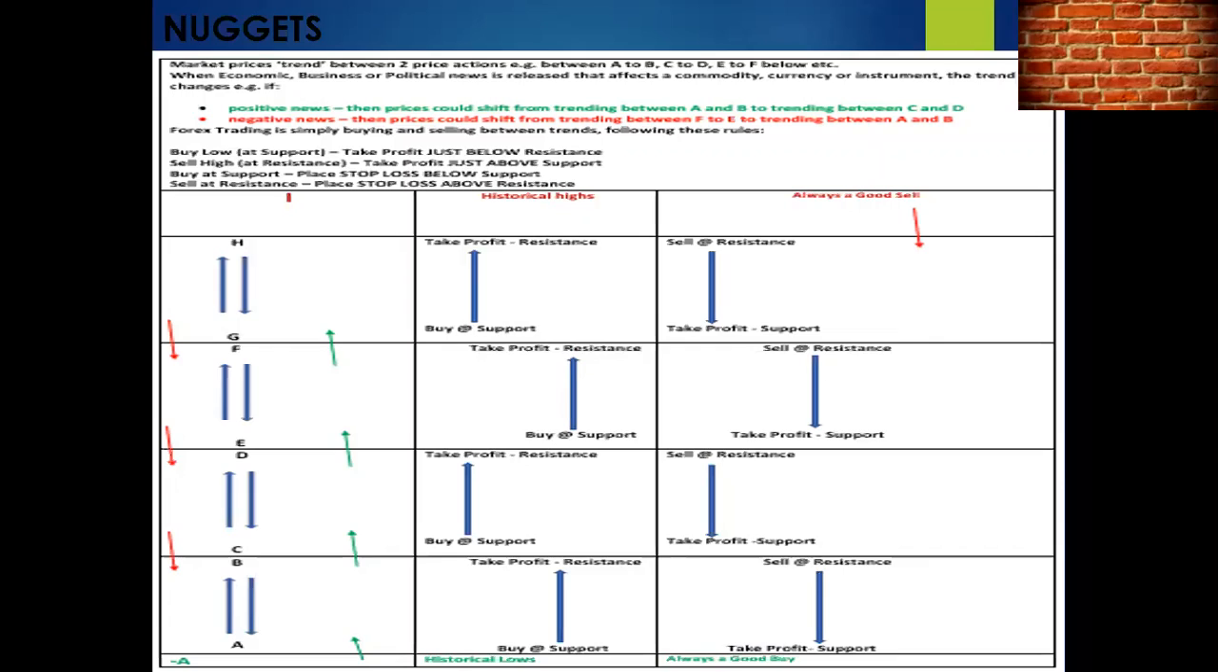On the other hand, if we hear bearish news about a commodity or an instrument, so we hear that the UK has decided to go for a no-deal Brexit, then that would result in the breakage of a support, and the price would reduce, the value of the pound would reduce, and the price may start trending between a lower level of support and resistance.